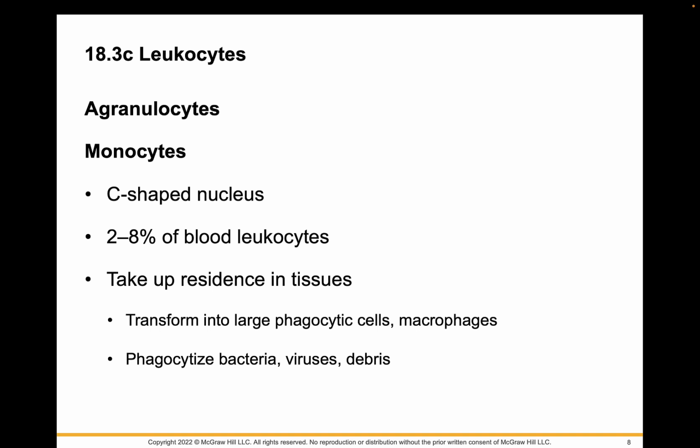Now, the 2 agranulocytes. Monocytes have a C-shaped nucleus. They account for anywhere from 2 to 8% of white blood cells. They actually will take up residence within tissues. They are going to transform into large phagocytic cells called macrophages, and their job is going to be to phagocytize bacteria, viruses, and debris.